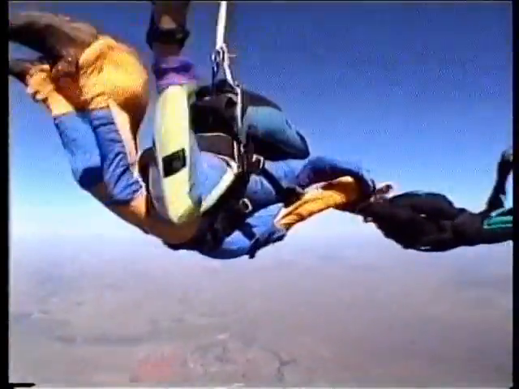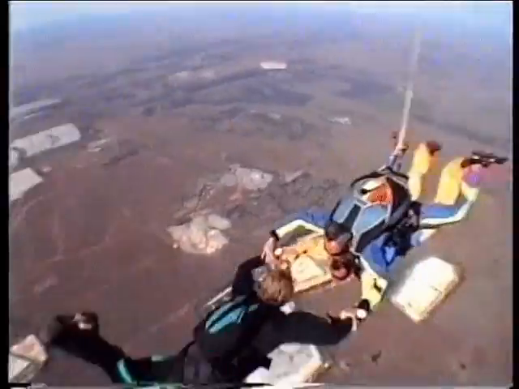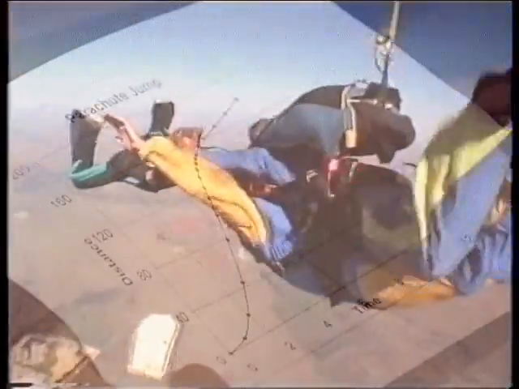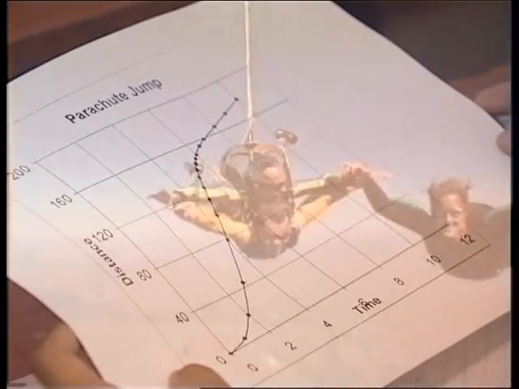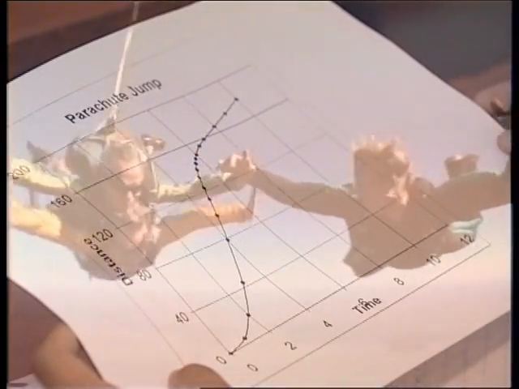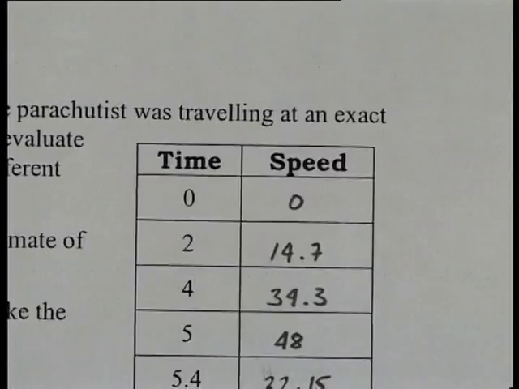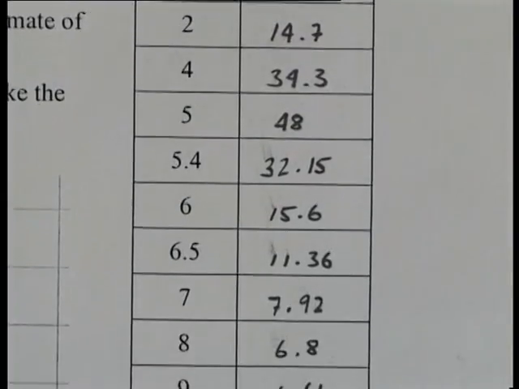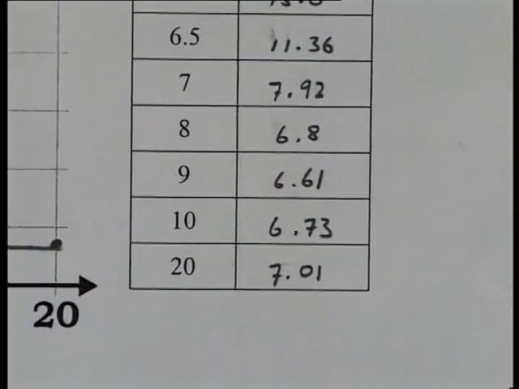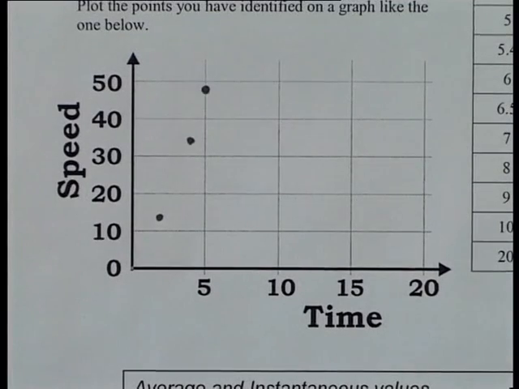The instantaneous speed is the exact speed the parachutist was traveling at a specific moment. To arrive at this speed, learners need to evaluate the exact slope of the distance versus time graph at specific times. Learners first need to complete the table on the right with the most accurate estimate of the speed of the parachutist at the times shown. They then plot the points they've identified on a speed-time graph.